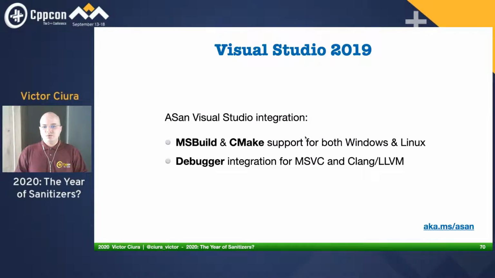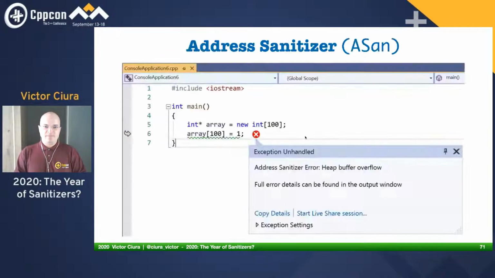As workflows and supported scenarios, in Visual Studio you have support for MS Build and CMake type projects, both for Windows and Linux targeting. And you also have debugger integration for MSVC and Clang. As a sneak peek at how the experience might look, you're going to have a pop-up window that will report issues right there in the IDE.